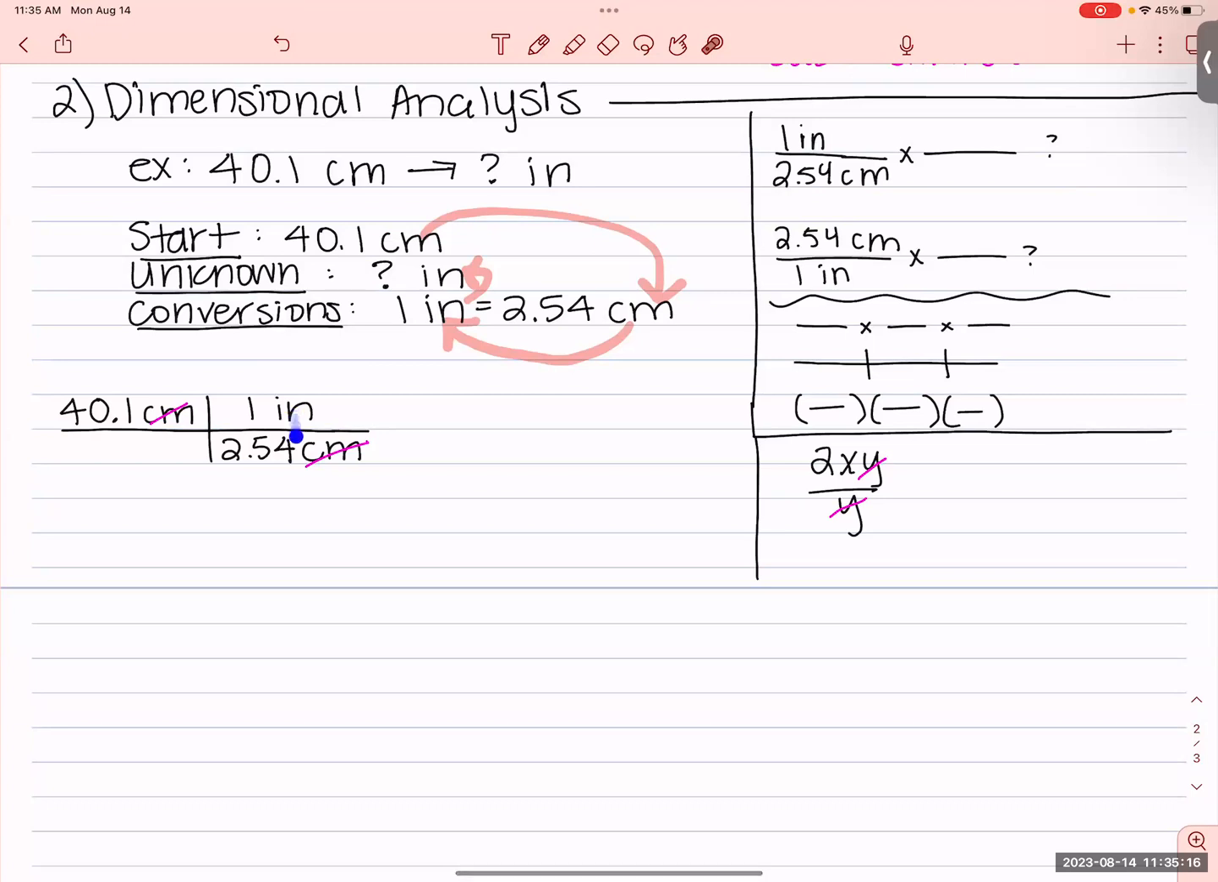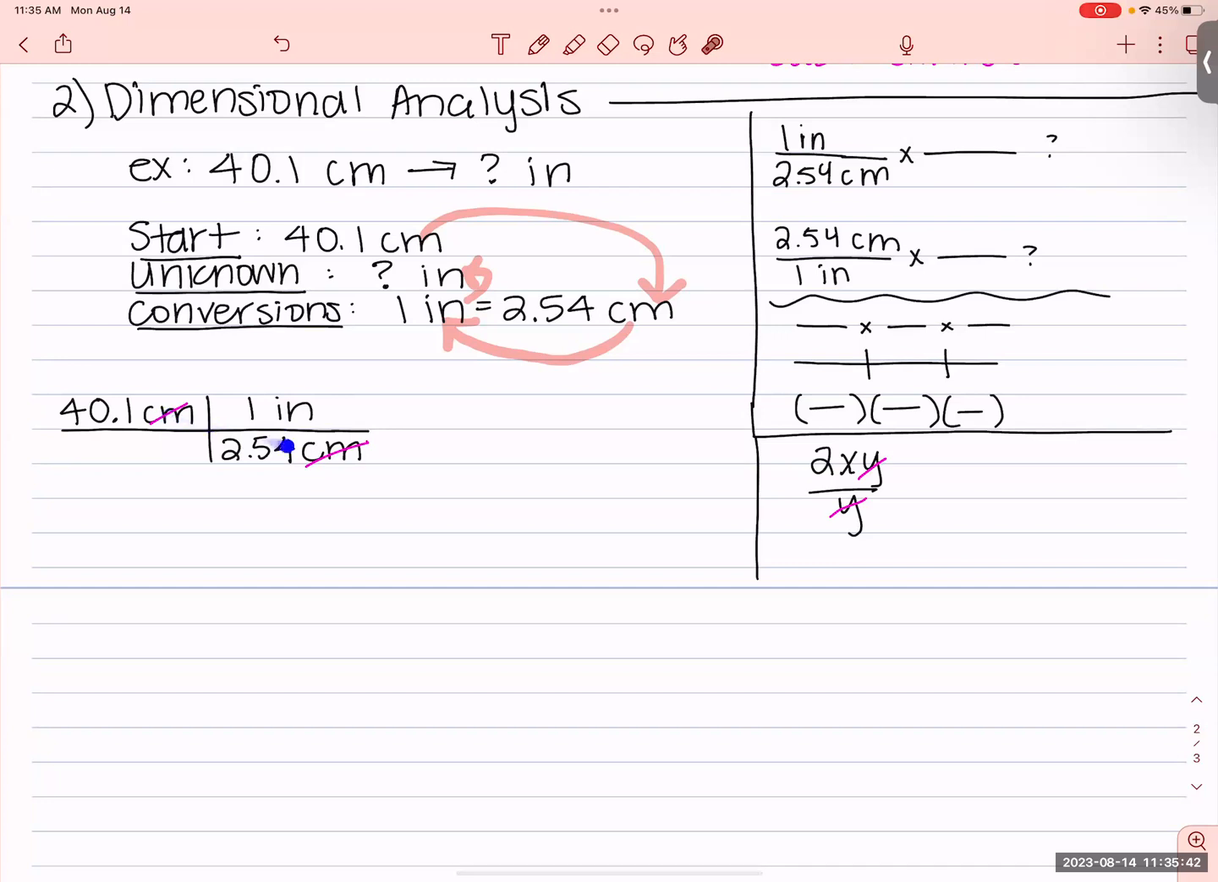So you can only put two things on top of each other if they are equal to each other. And that's why I wanted you to write the equalities first, so you can tell what things you can put on top of each other. Now you can use them either way. You can write the 2.54 centimeters on top and the inches on the bottom if you need to. But in this case, we needed the centimeters to go away. So I need the 2.54 on the bottom.